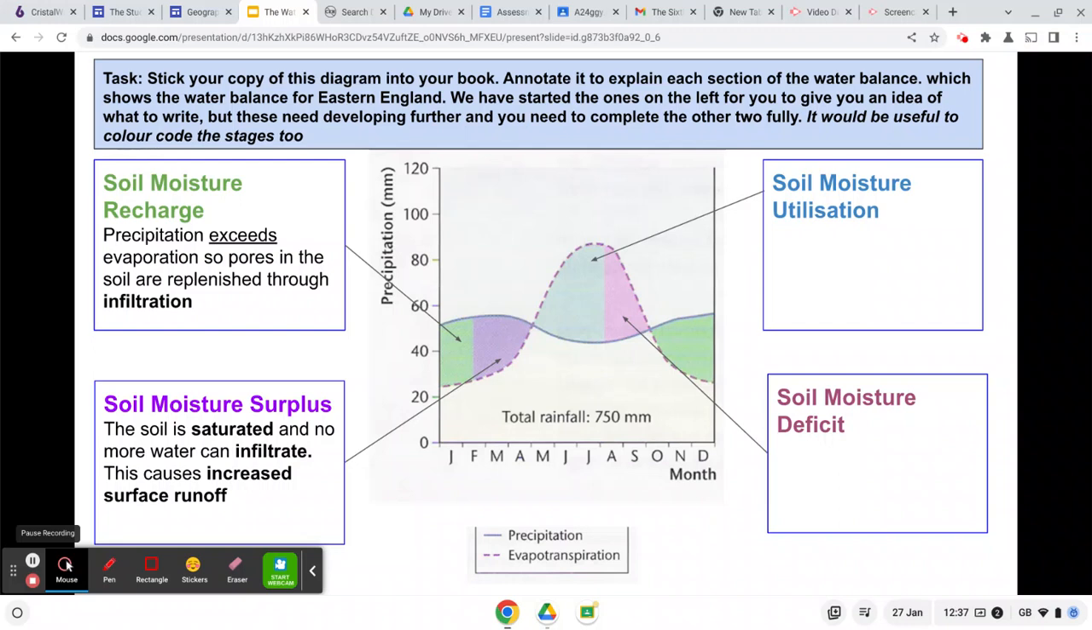When evaporation becomes higher than precipitation, the plants will start to use the water that is stored in the soil. This is known as soil moisture utilisation. When it has all been used up, we get soil moisture deficit, and the plants will start to wilt and die, and this happens in late summer.